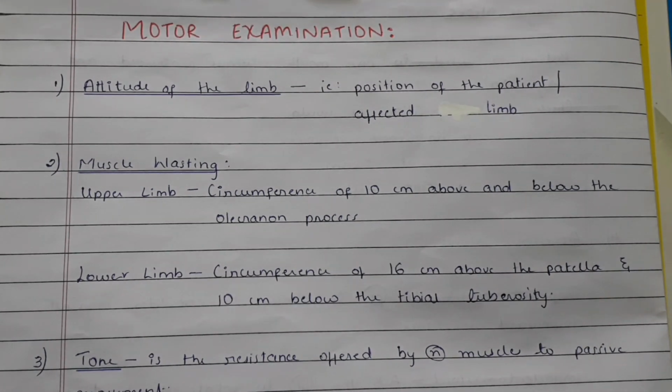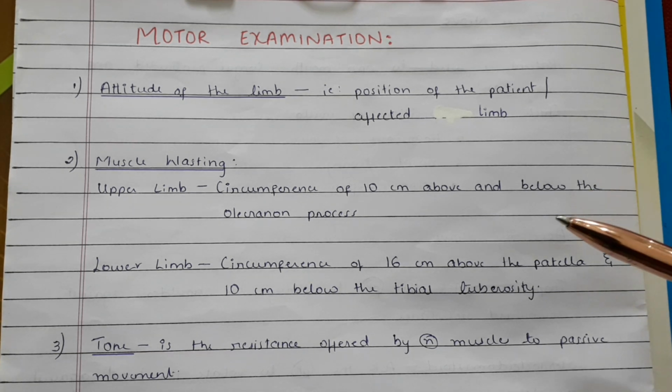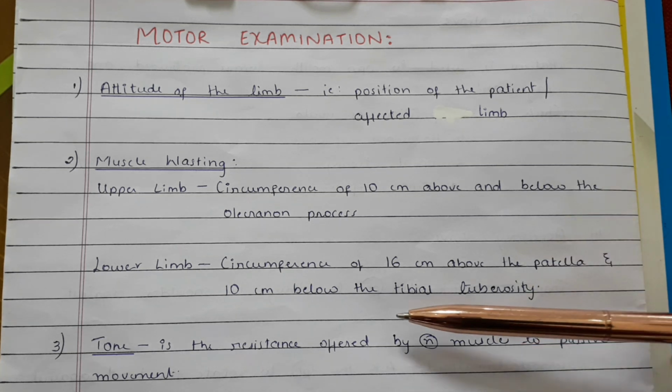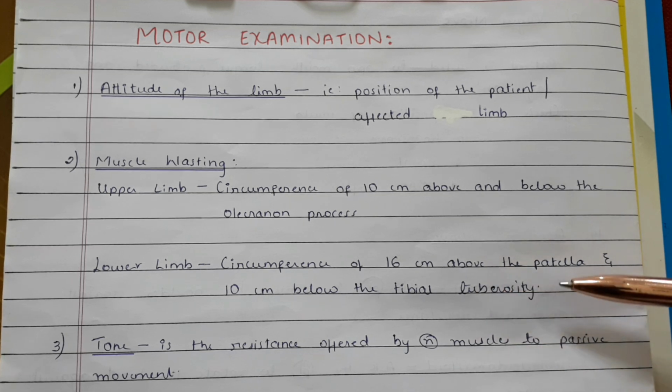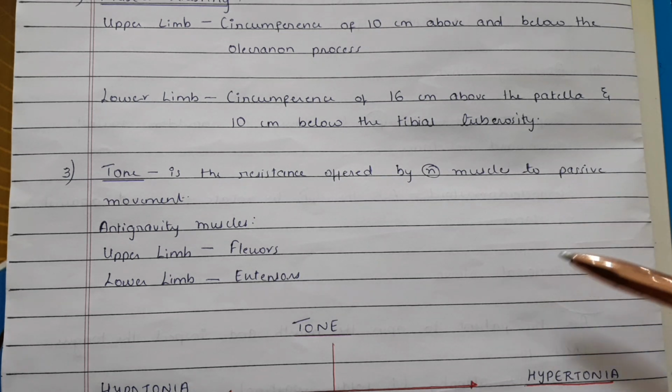Under motor examination, the first one is the attitude of the limb, that is the position of the patient or the affected limb. Muscle wasting in the upper limb is determined by the circumference 10 cm above and 10 cm below the olecranon process. In the lower limb, circumference 16 cm above the patella and 10 cm below the tibial tuberosity. Tone of the muscles is the resistance offered by normal muscles to passive movement.